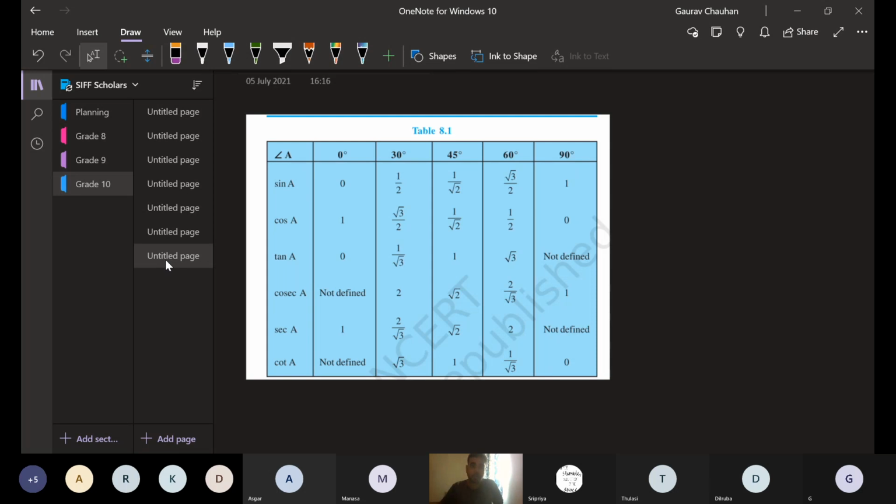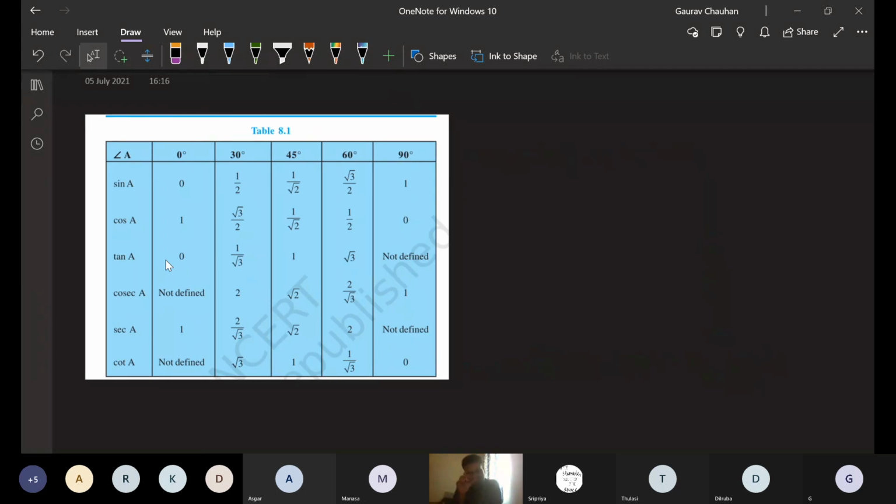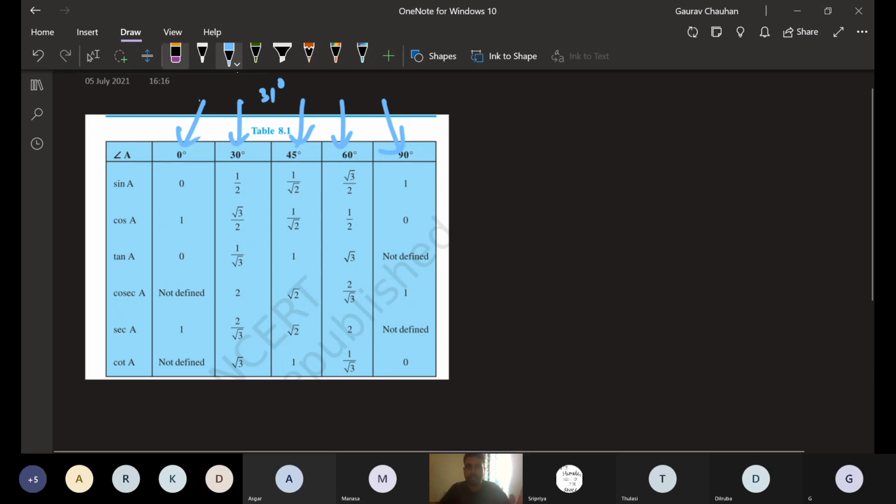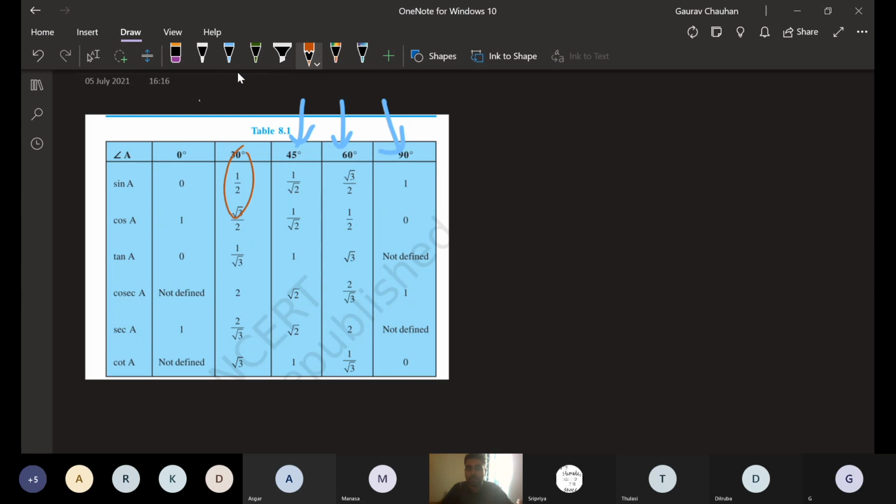Now, yesterday we saw, okay, this is my table, and we saw that even though we are only writing for 0 degrees, 30 degrees, 45 degrees, 60 degrees, and 90 degrees, that does not mean that for 31 degrees there is no value. You can open your calculator and check sine 31. There will be a value. It will be very close to 1 by 2, but it will not be exactly 1 by 2. It will be a little bit more or less. And you can check that.